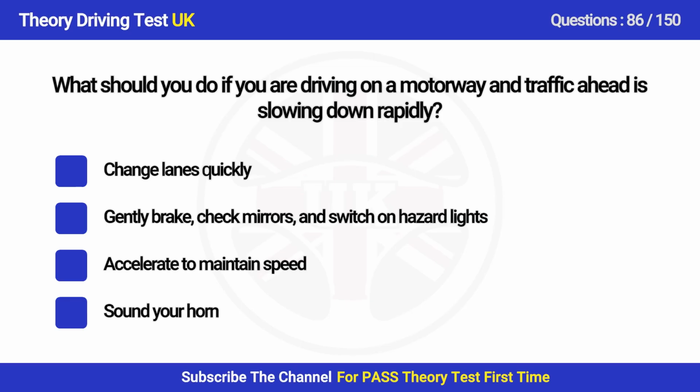Question 86. What should you do if you are driving on a motorway and traffic ahead is slowing down rapidly? A. Change lanes quickly. B. Gently brake, check mirrors, and switch on hazard lights. C. Accelerate to maintain speed. D. Sound your horn.